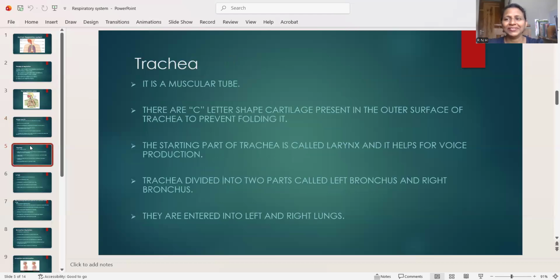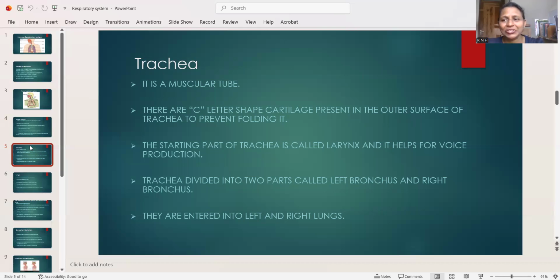Then we go to the trachea. It is a muscular tube, so it could collapse. To prevent that, there are C-shaped cartilages present on the outer surface of the trachea. The starting part of the trachea is called the larynx. There are vocal cords present in the larynx, which help with our sound production.